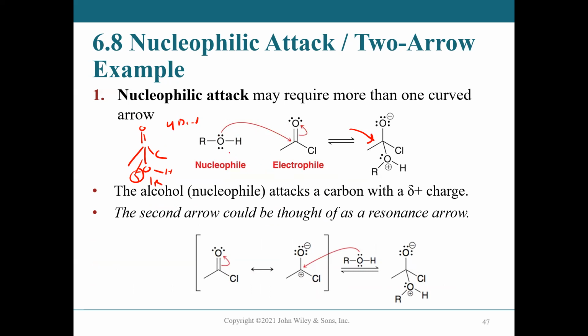So it says the alcohol, and this is the alcohol, attacks the carbon with a delta positive charge, because here is delta negative and delta positive. The second arrow could be thought of as a resonance arrow. So this lone pair, this double bond from the carbon to oxygen is being broken, and the electrons are going to be pulled towards that oxygen. It's electronegative, right? It can take more electrons. The second arrow could be thought of as a resonance arrow.